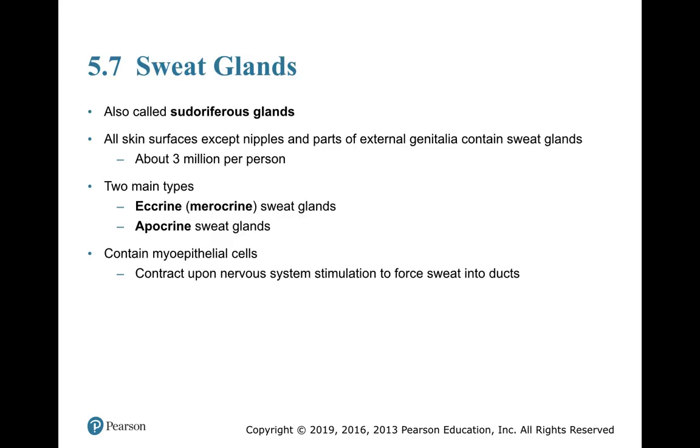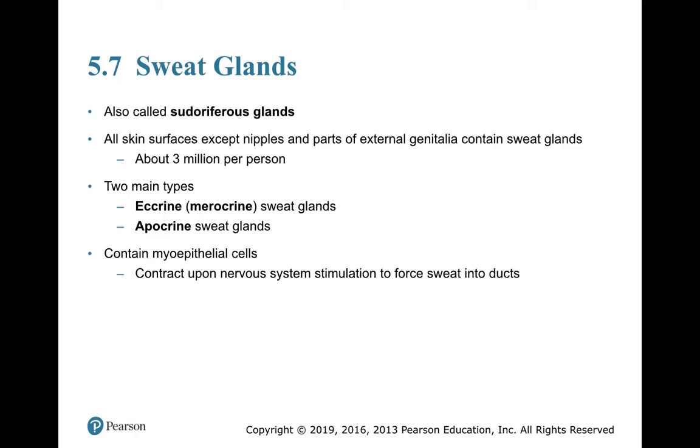Sweat glands are also called sudoriferous glands. These are another appendage of the skin. All of the skin surfaces, except for the nipples and parts of the external genitalia, contain sweat glands. There are about 3 million glands per person. They come in two major types, the eccrine and the apocrine.